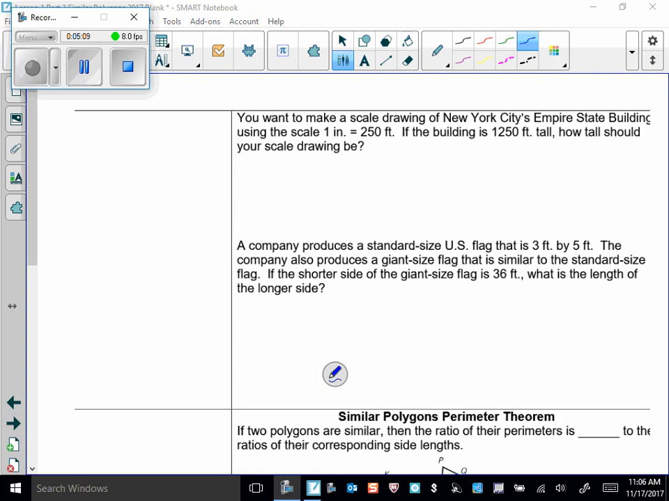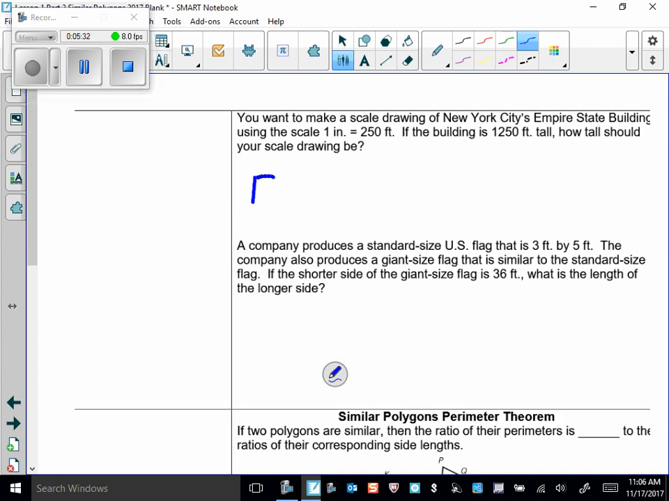Okay, let's do a couple of practice problems. We want to make a scale drawing of the Empire State Building using the scale 1 inch is 250 feet. And of course you'll have this kind of situation a lot using maps too. I don't know, maybe people don't even really use maps anymore. But anyway, if the building is 1,250 feet tall, how tall should your scale drawing be?